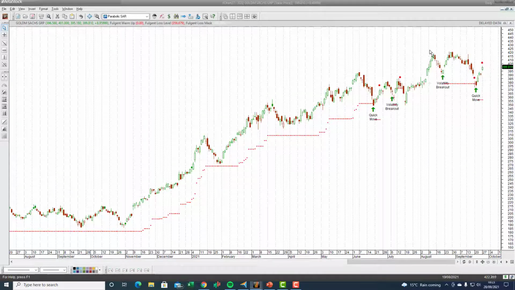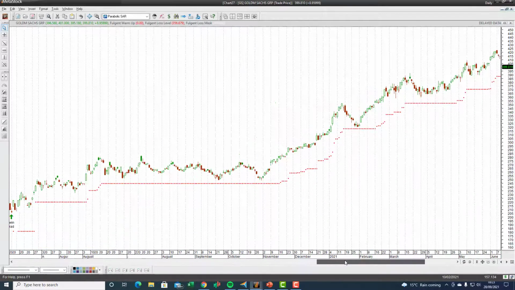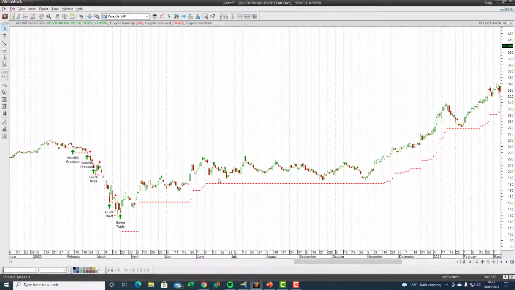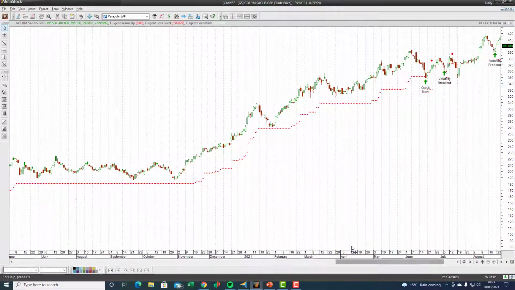Let's move this across. Captured the entire move last year. Major swing trade there. Huge move. Captured that move. There was a couple of short selling moves to the downside there. And then it just kept going on the staircase. So that trade was open for more than 18 months.